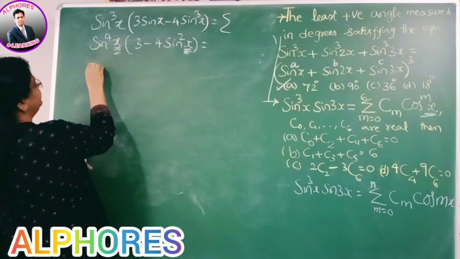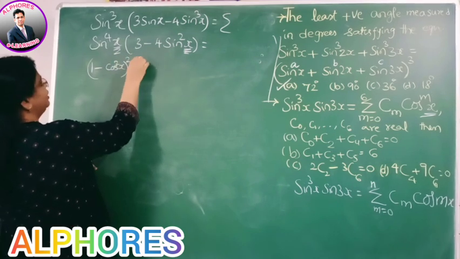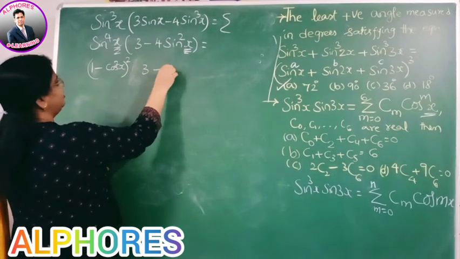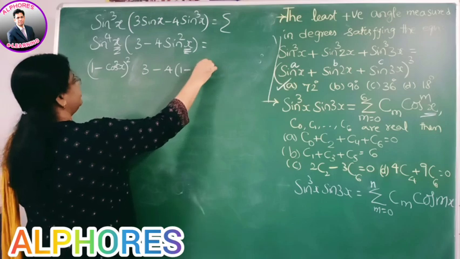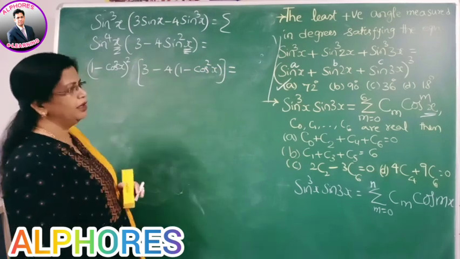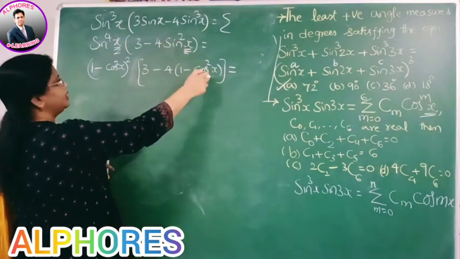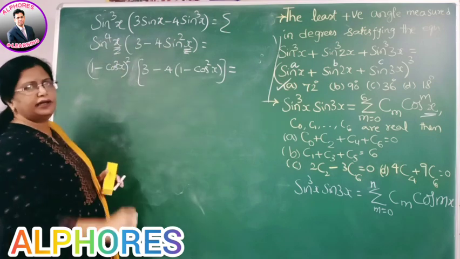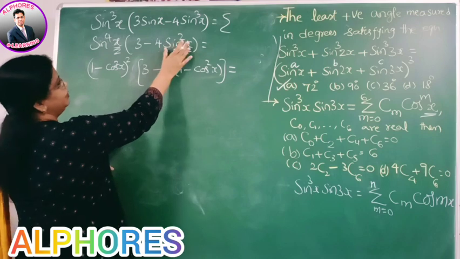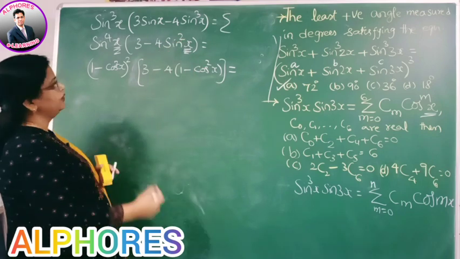Now sine power 4 we can write as 1 minus cos square x whole square, right? And here, 3 minus 4 into 1 minus cos square x. So like this here we have taken in terms of cosine because we don't require any change in the angle, that's why we have used formulae directly from identities, right? And if the answer is required in 2x etc., then we would write this value as 1 plus cos 2x divided by 2 etc.